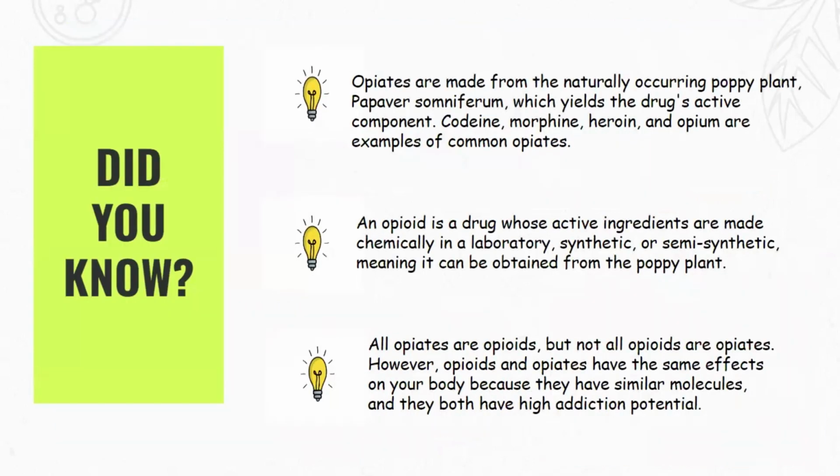So here we have a few did you knows. Firstly, opiates are made from the naturally occurring poppy plant, Papaver somniferum, which yields the drug's active component. Codeine, morphine, heroin, and opium are examples of common opiates. Secondly, an opioid is a drug whose active ingredients are made chemically in a lab, synthetic or semi-synthetic, meaning it can be obtained from the plant. All opiates are opioids, but not all opioids are opiates. However, opioids and opiates have the same effects on the body because they have similar molecules and they both have high addiction potential.